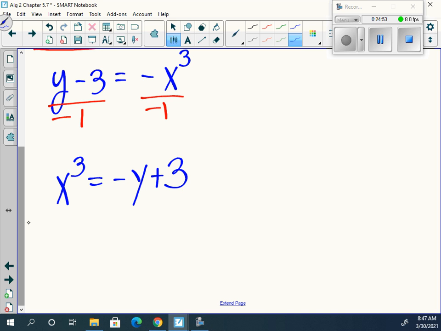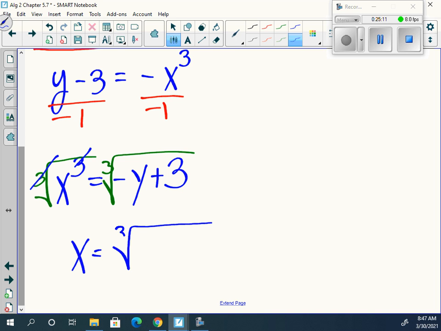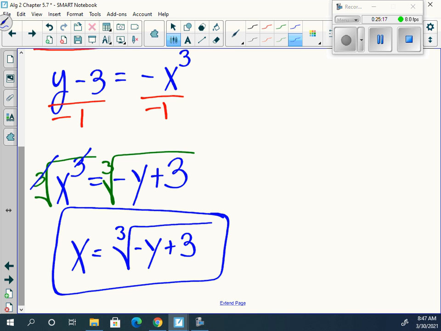Well, now the only thing that's left is the exponent 3, and we need a cubed root of both sides. The cubed root and cubed will cancel out. x is equal to the cubed root of negative y plus 3. Now, only even roots, when we take the even root of both sides, need the plus or minus. Odd roots do not. We can take the odd root of a negative number. When we take an odd root of both sides, it's just one answer that we could have.